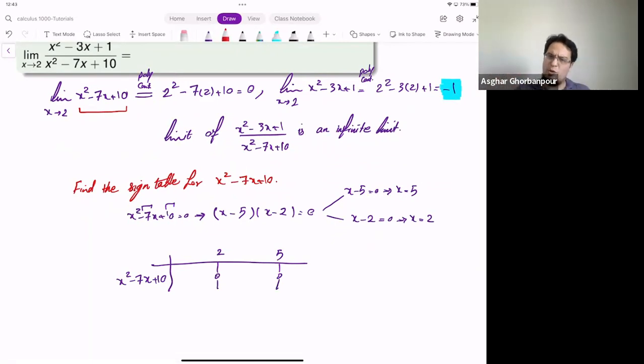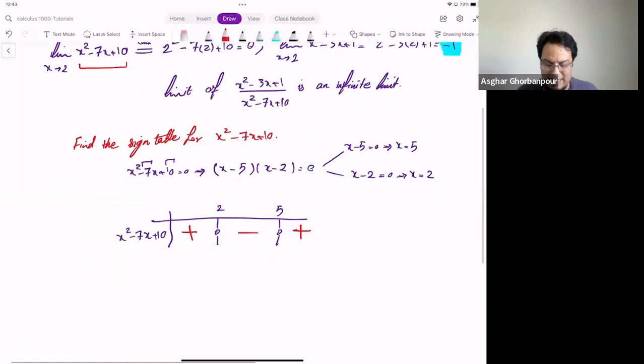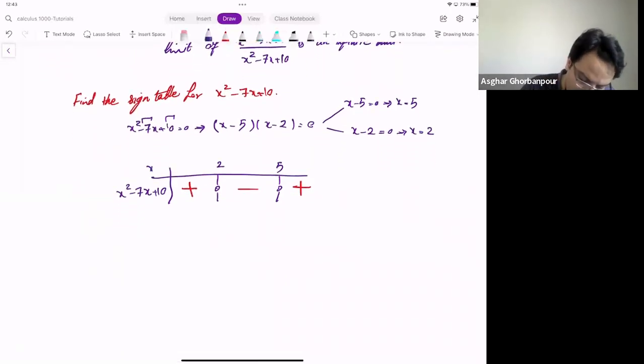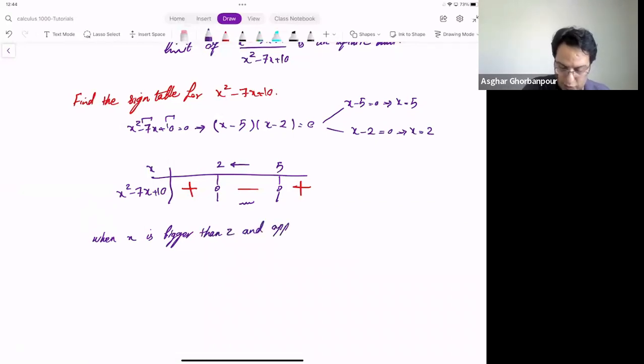Now, you do the tricks you know: plug in a sample point, or this is quadratic, you can do the work. Well, at the end, you will find this thing. What does this say? These are values for x. As we get closer to 2 from the right-hand side, the value of the function is negative. So for x bigger than 2 and approaching 2, the function, let's call this guy g of x, g of x is going to be negative.